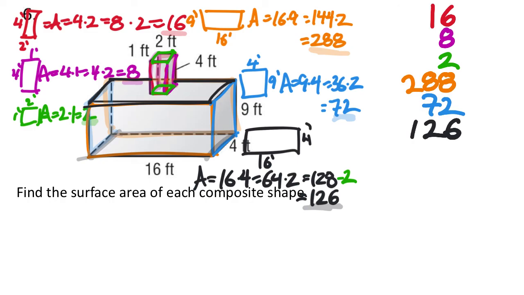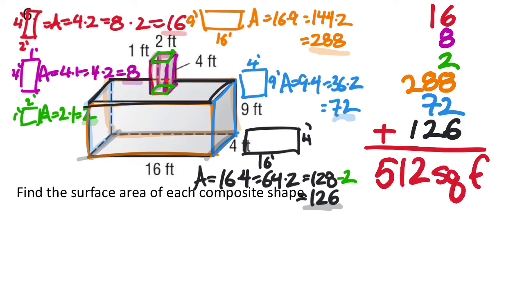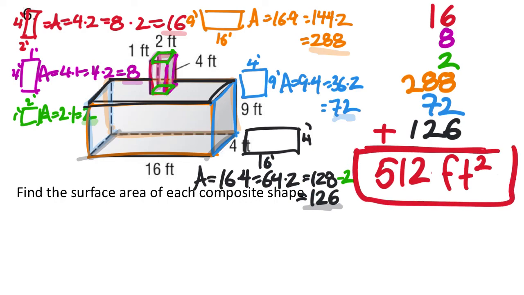So yeah, we just need to add all these together to figure out our final answer here. 16 plus 8 plus 2 plus 288 plus 72 plus 126. And I get 512. But again, this would be in square feet. I've been doing a lot of square feet like this. But remember, it is possible you can show it as feet squared as well. It means exactly the same thing.